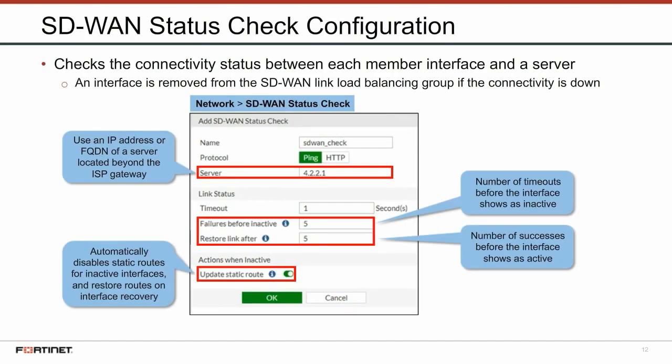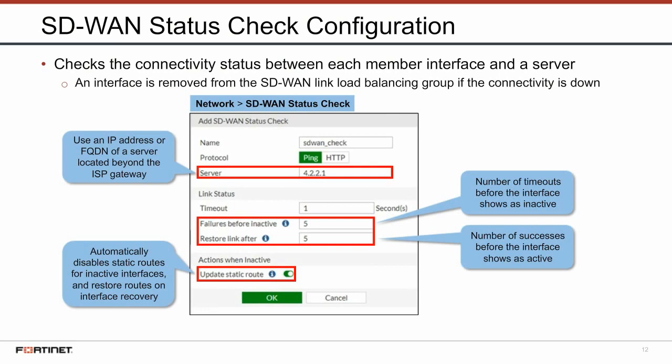For load balancing to be effective, there needs to be a constant monitoring of the health and status of the links that make up the SD-WAN link. FortiGate can check the status of each SD-WAN member interface. If SD-WAN status check is configured, FortiGate periodically sends packets to the server through each of the links. If the number of consecutive packets sent to a link with no reply goes above the failures before inactive threshold, that member is removed from the SD-WAN load balancing group.